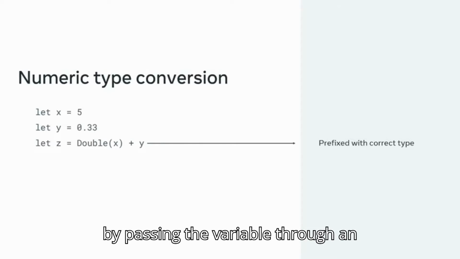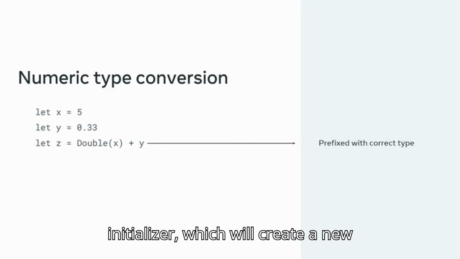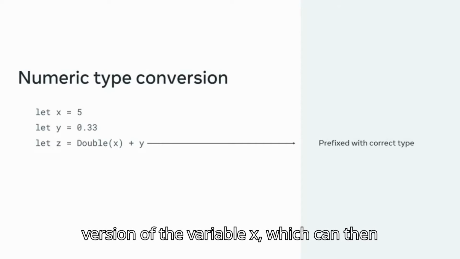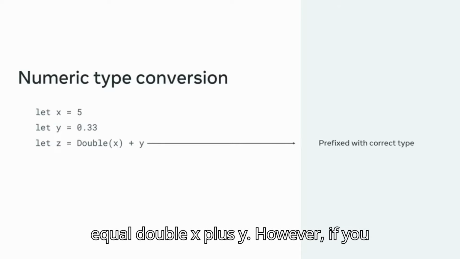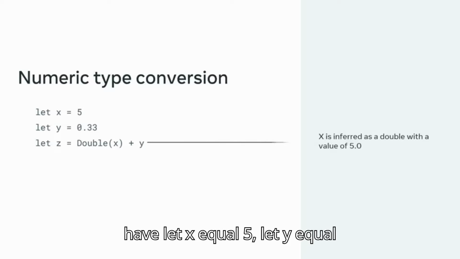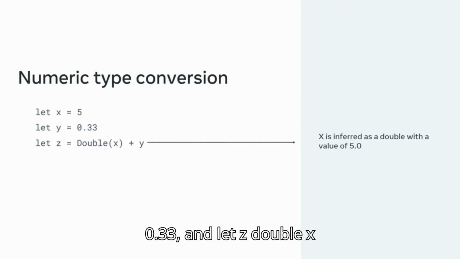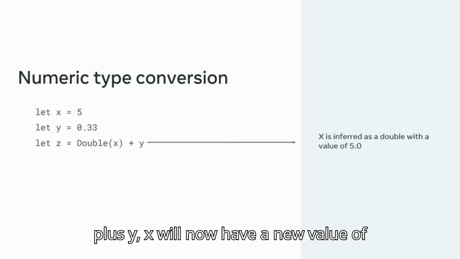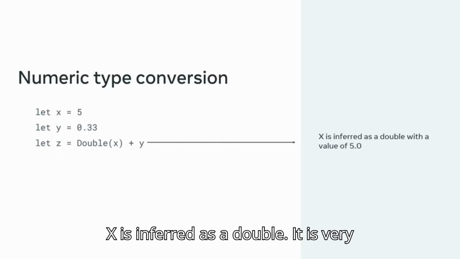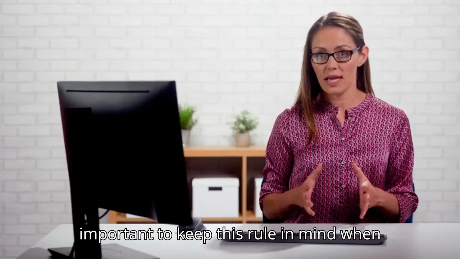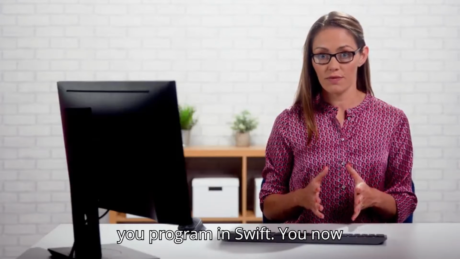You do this by passing the variable through an initializer, which will create a new version of the variable x, which can then be added to y. So you have let z equal Double(x) + y. However, if you have let x equal 5, let y equal 0.33, and let z equal Double(x) + y, x will now have a new value of 5.0. That happens because x is inferred as a double. It is very important to keep this rule in mind when you program in Swift.